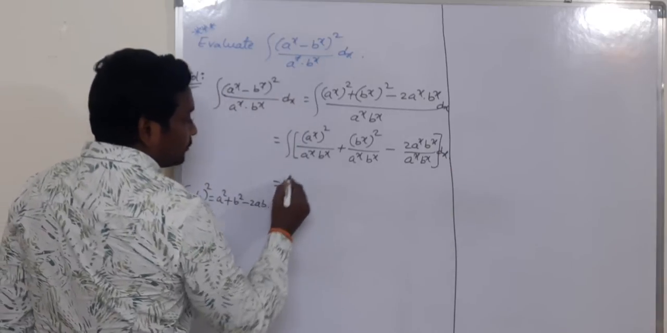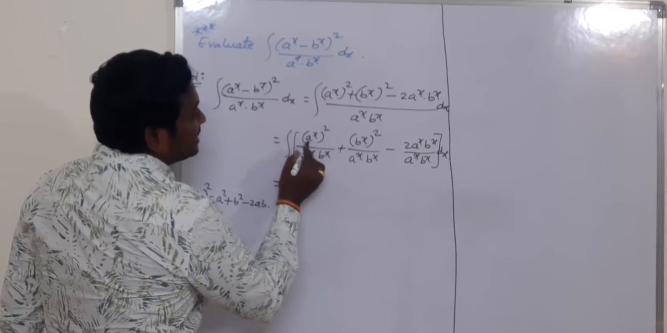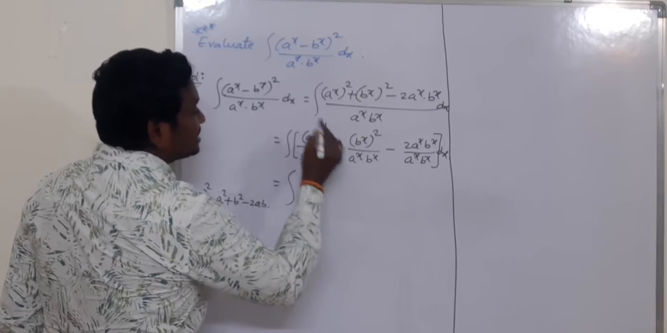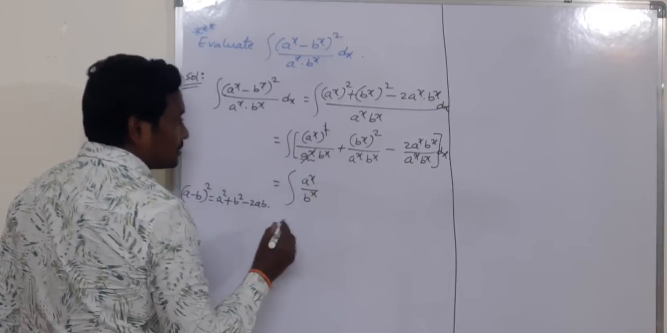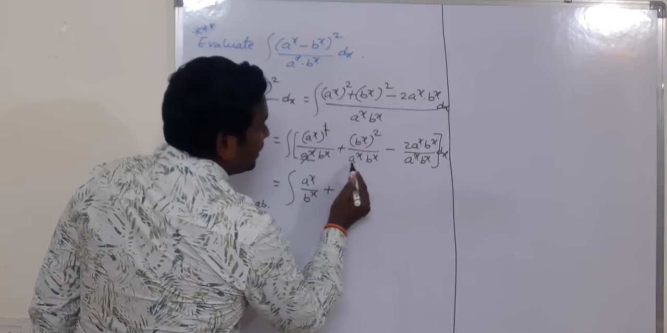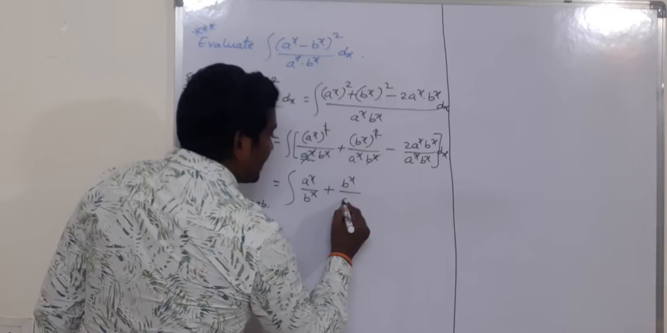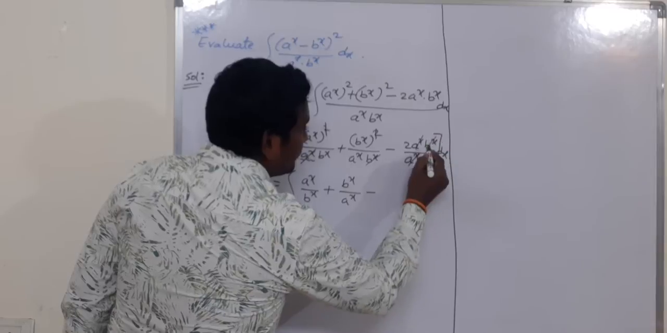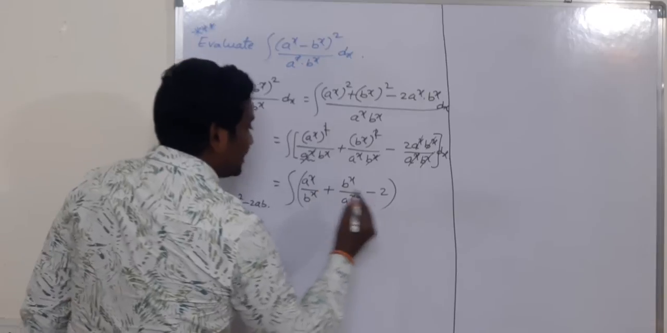So that is equal to, we observe that in the first term the numerator is (a^x) whole square, and in the denominator we have a^x. So this a^x and square get cancelled, and the remaining part is a^x by b^x. In a similar way, in the numerator we have (b^x) whole square, and in the denominator we have a^x into b^x. This b^x and square get cancelled, so b^x by a^x. Minus, a^x gets cancelled, b^x gets cancelled, so the remaining term is only 2 in the third part, whole dx.